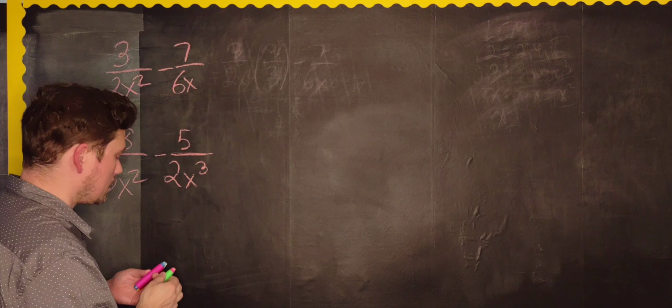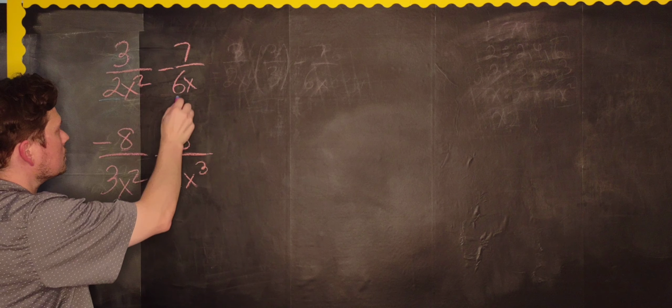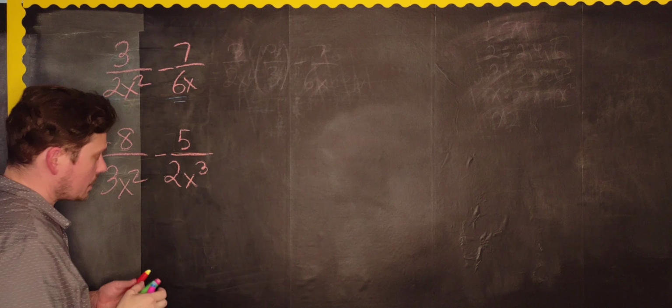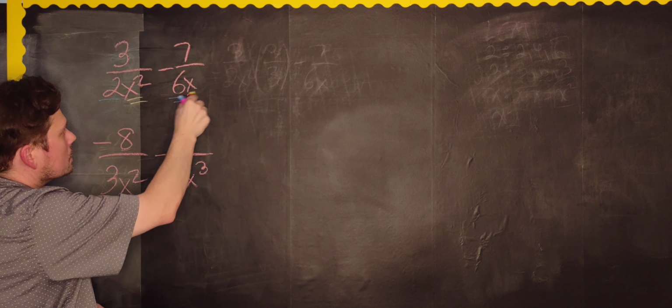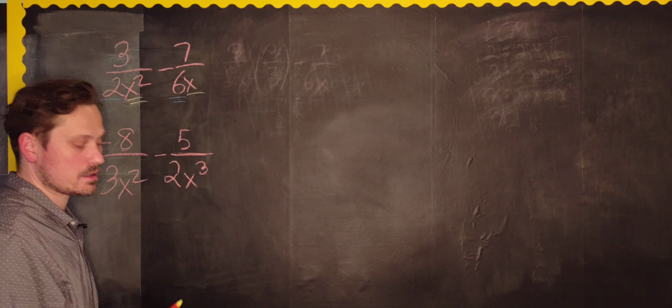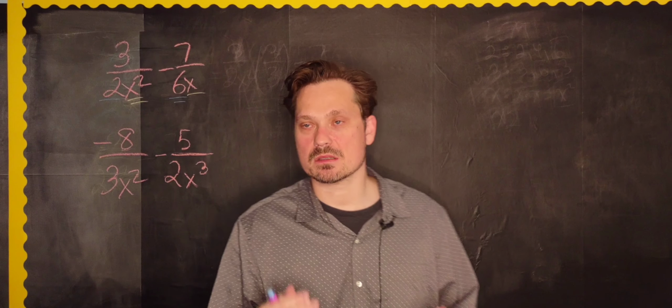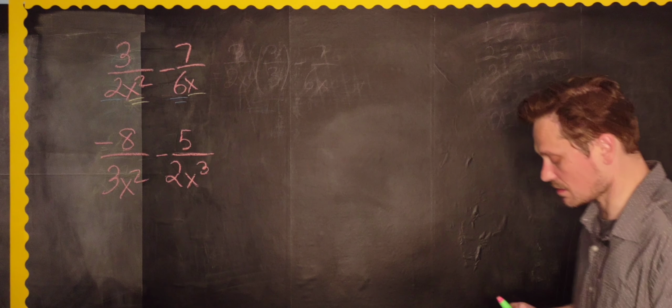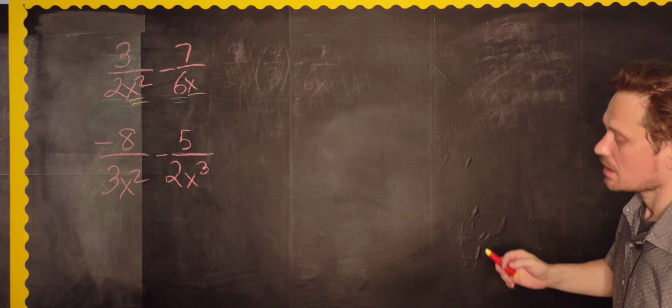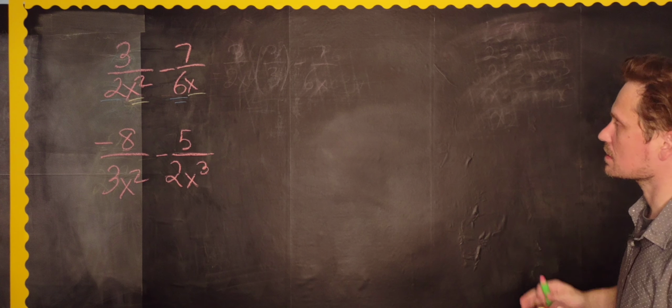Alright, so let's see here. Observations: this is a 2, this is a 6, the numbers are different. Second observation: this is x squared, this is x. The variable parts are different. We have to make them the same so we can subtract the fractions. So let's take a look. Let's do the LCM here as follows.